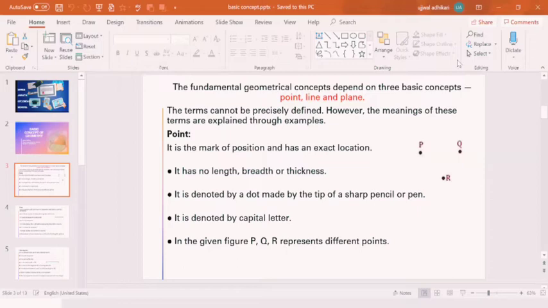So the concept of the point, I'm going to revise all these things in a very small sentence. Point has no length, no breadth, and no thickness. It is denoted by capital letters, and it is a dot. एकदम सजिलरी बुझ्दाखेरि point भनेको एउटा dot हो.